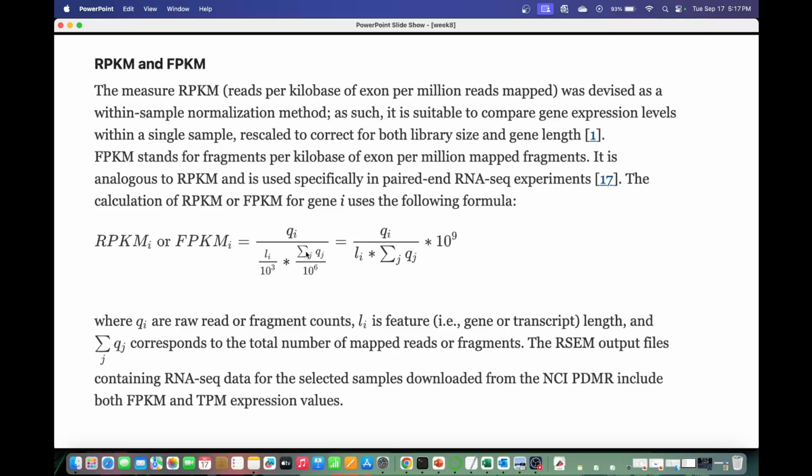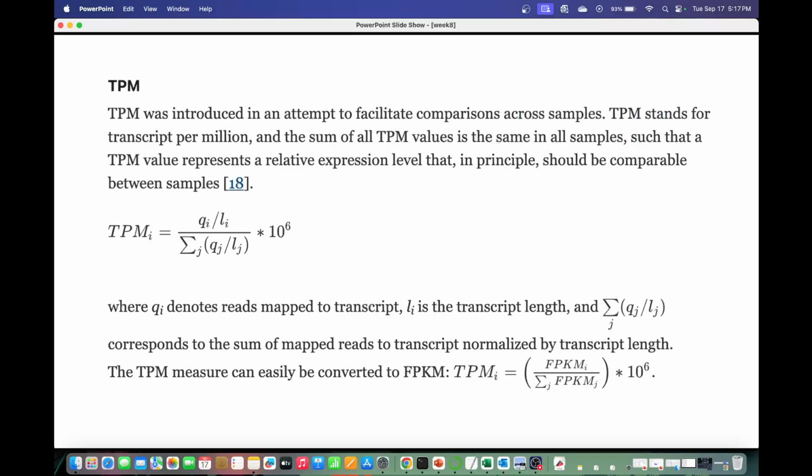If you rearrange these terms, the 10 to the power 6 and 3 add up, so 10 to the power 9 goes to the top. So this becomes the formula, right? Here you are taking care of both the gene length and also the total number of reads that is getting mapped.